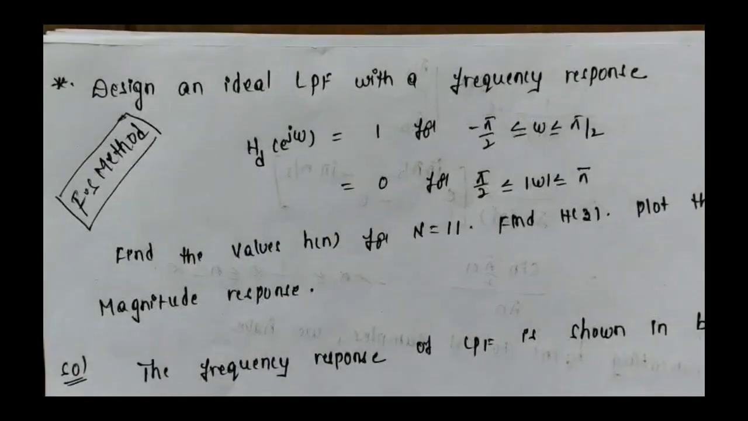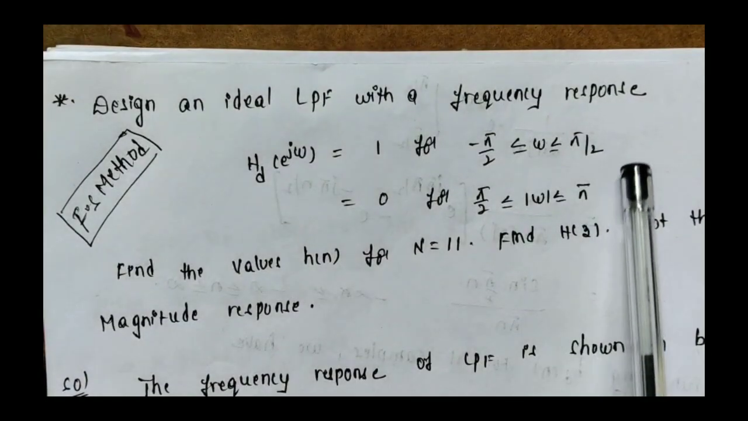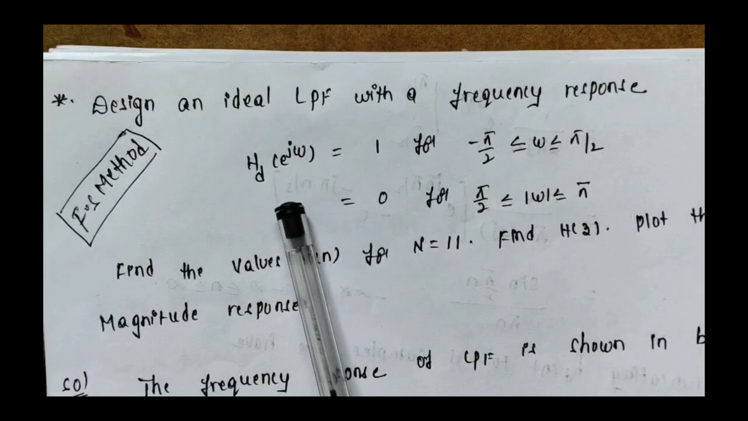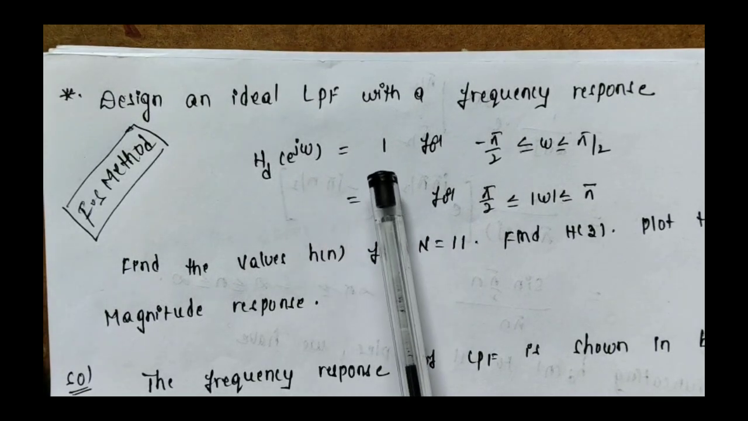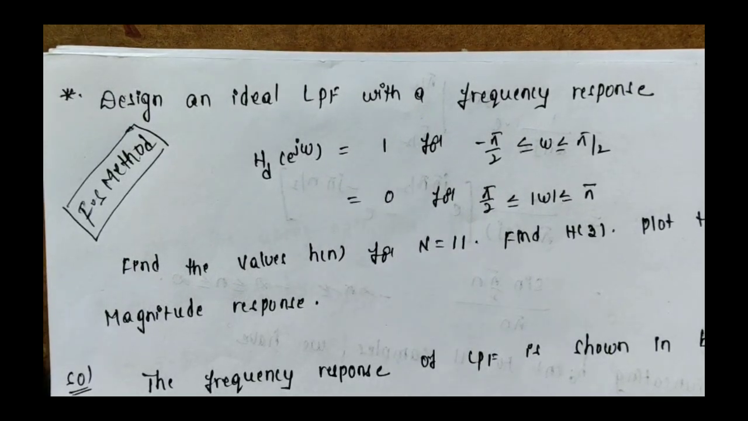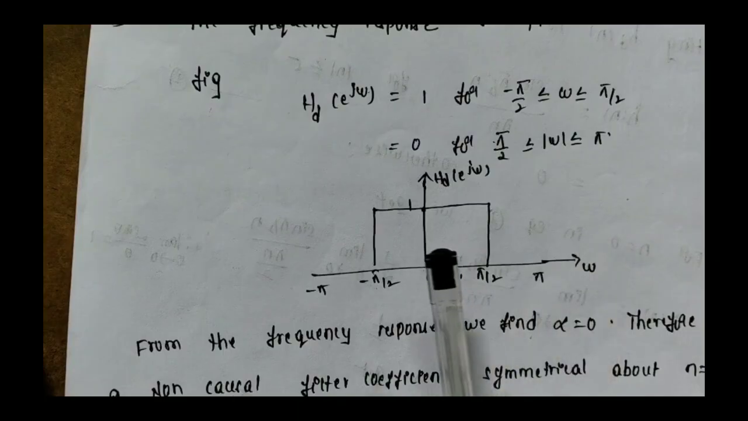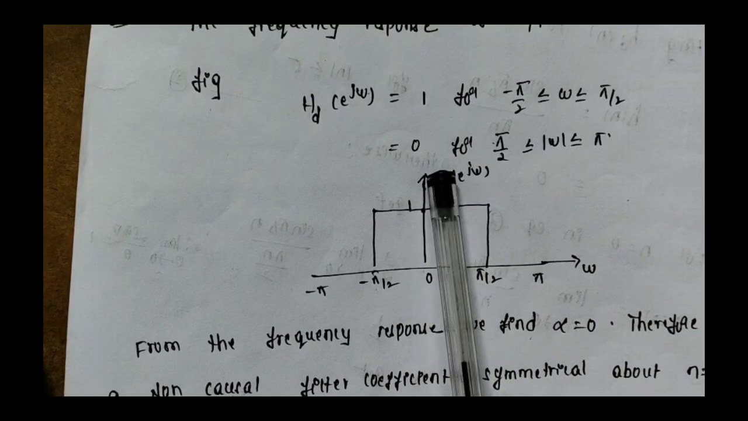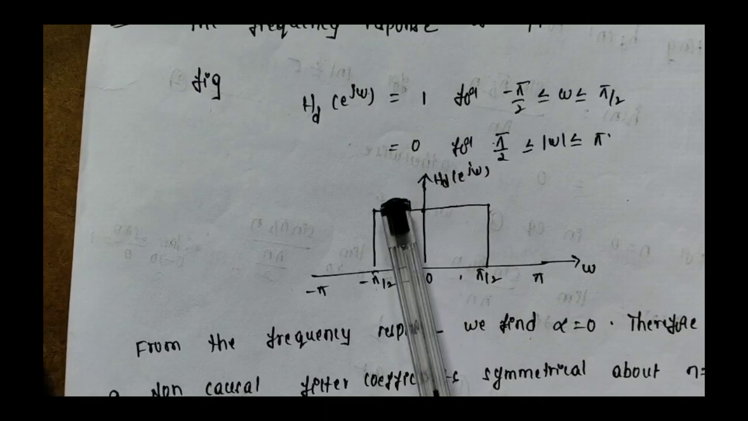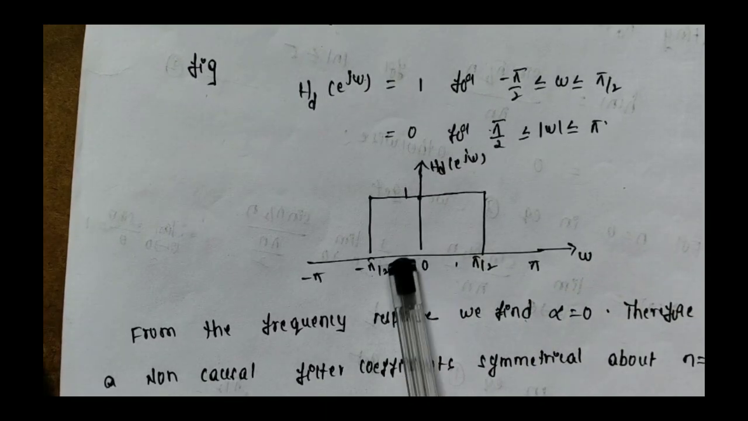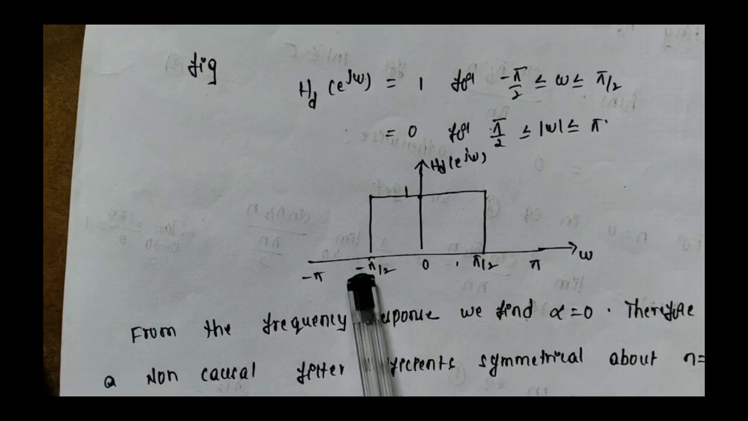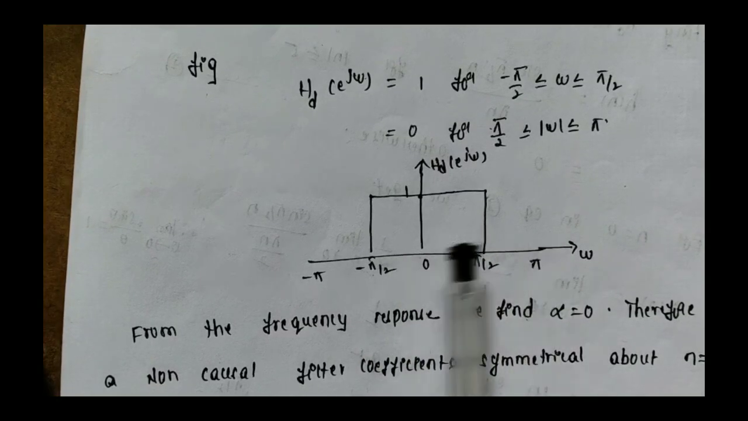He has given these specifications, right? When omega is between minus pi by 2 and pi by 2, HD of e power j omega, meaning the frequency response, is equal to 1. According to this, we plot here: from minus pi by 2 to pi by 2 the value is 1. HD of e power j omega is on the y axis, so it is equal to 1 when omega on the x-axis is between minus pi by 2 and pi by 2, otherwise it is equal to 0.